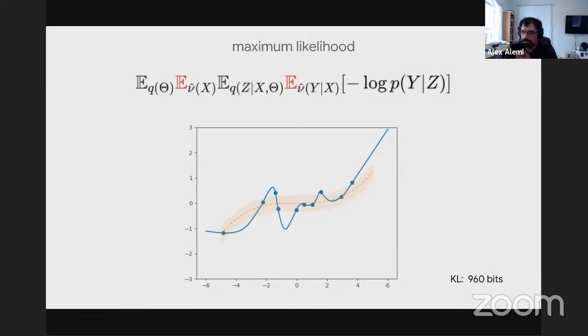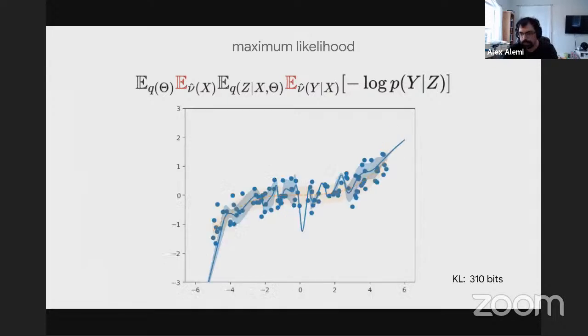But in so doing, it massively overfits, right? Our predictive distribution in this case completely collapses. It ends up putting 0 uncertainty on each of those 10 points. The model perfectly interpolates through the data, and as a result, the actual KL divergence between our resulting predictive distribution and the true distribution is massive, thousands of bits. It really does a terrible job.